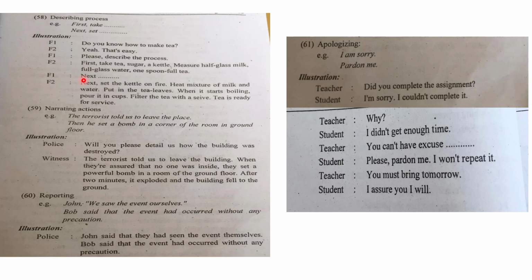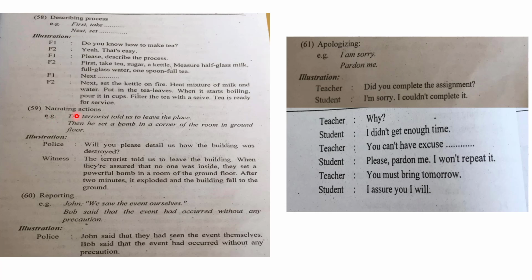F1 asks, next. F2, next, set the kettle on fire, heat mixture of milk and water, put in the tea leaves. When it starts boiling, pour it in cups. Filter the tea with a sieve. Tea is ready for service. So basically F2 is describing a process of making a tea to F1, right?